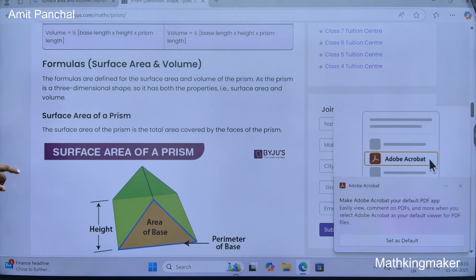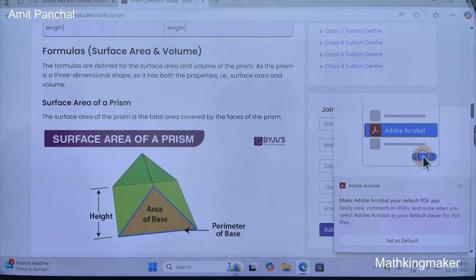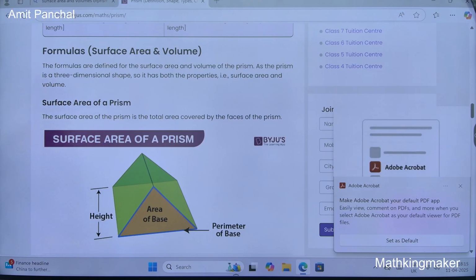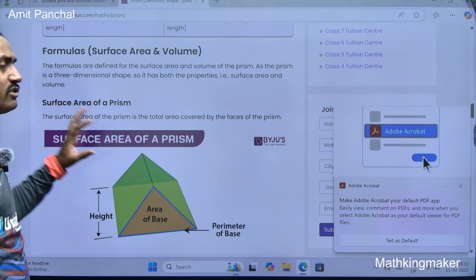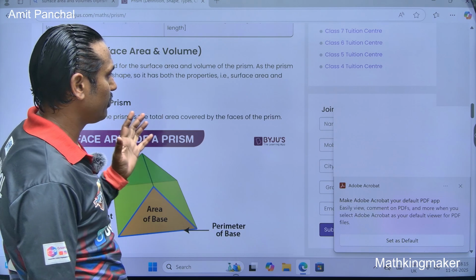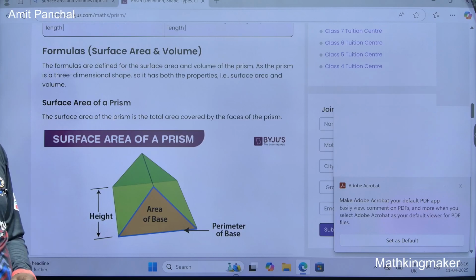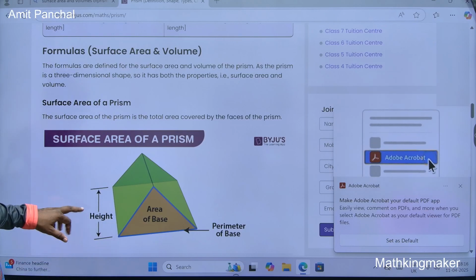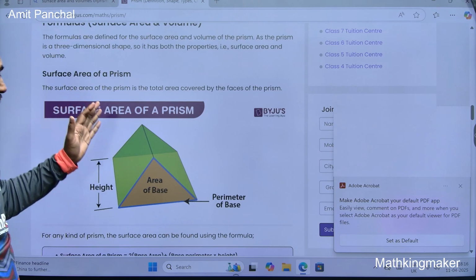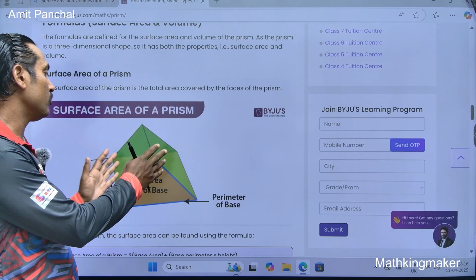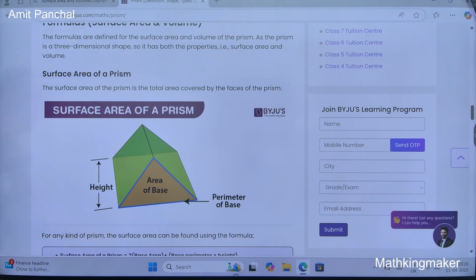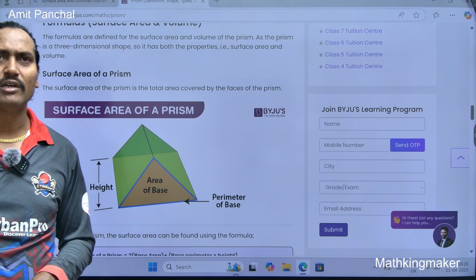So now, surface area and volume of a prism. The formulas are defined for the surface area and volume of the prism, as the prism is a three-dimensional shape. So it has both properties. Because it is a three-dimensional shape, it has surface area and volume. Surface area means whatever is the area of the surfaces, you just have to add all the areas, then it will give you the surface area of the prism.